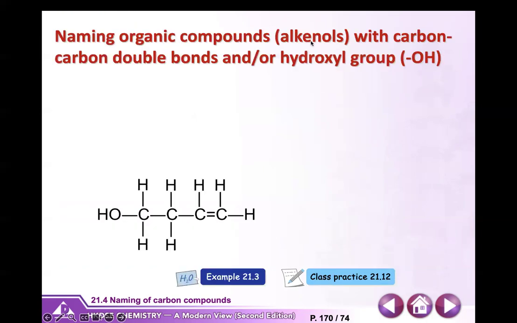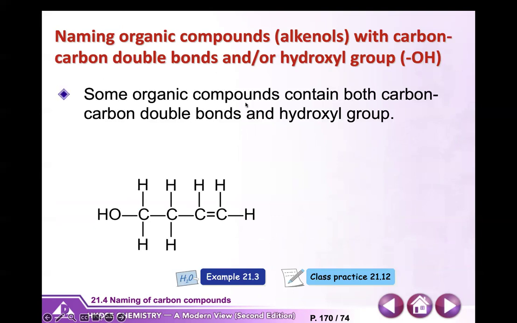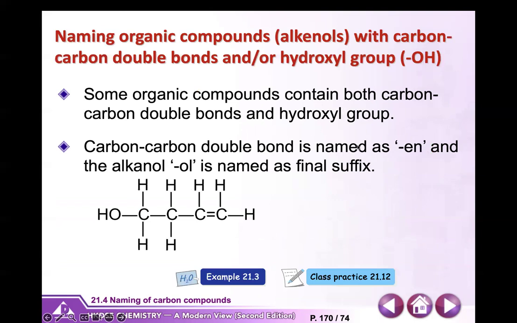Now, naming organic compounds, alkenols, that is with a C=C double bond and a hydroxyl group. Some organic compounds contain both carbon-carbon double bonds and a hydroxyl group. So we say that it contains a C=C double bond, so it is -ene. The OH group is also present, that is -ol. So the final suffix will be -enol. And this one, we say that it is but-3-en-1-ol.